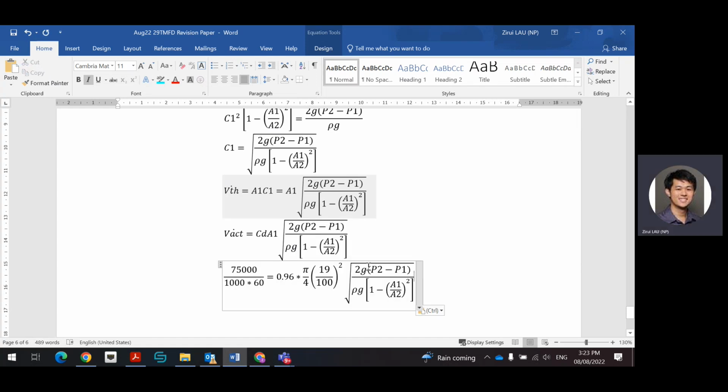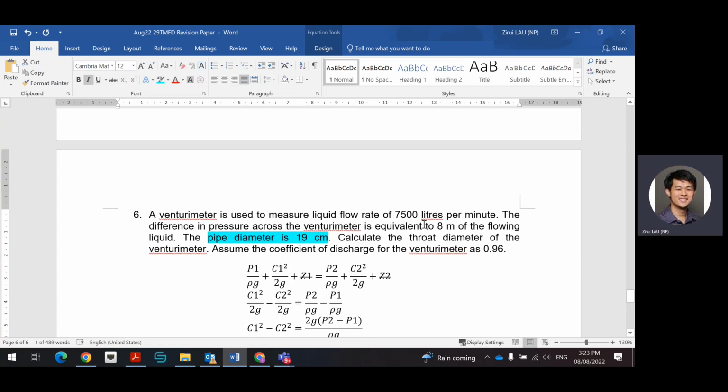So what is my P2 minus P1? It is given as 8 meters of the flowing liquid. So the difference in the pressure drop across the venturimeter is 8 meters of the flowing liquid.